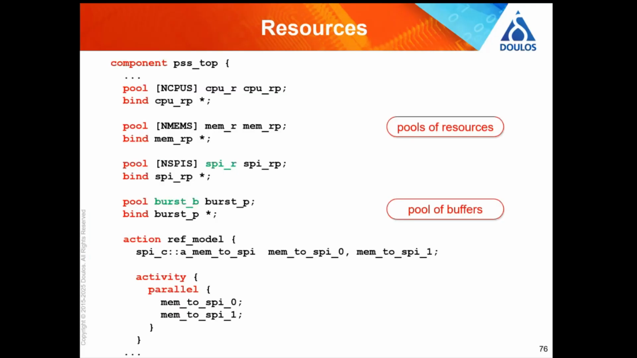And what we've said is in parallel, we want to do two memory to SPI writing. But if you remember, something needs to write the information into the memory, because of that buffer. But we haven't said that. But PSS knows that. Also, the SPI can't do anything until it's set up, till it's configured.